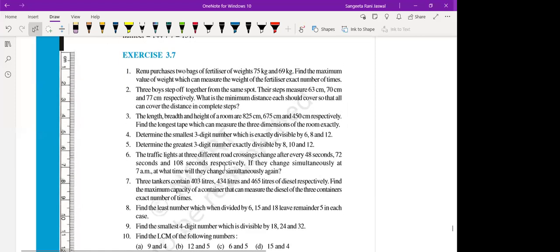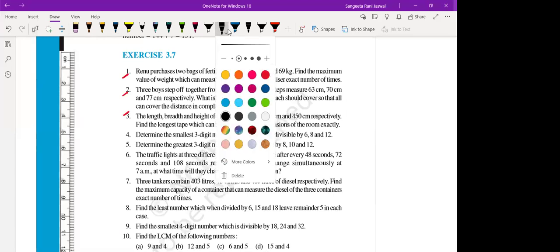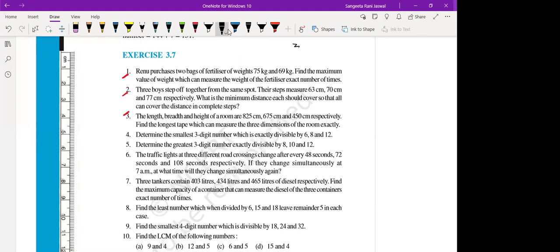Okay, now coming to exercise 3.7. The first 3 questions were given for homework. Okay, Renu purchases 2 bags of fertilizers of weight 75 kg and 69 kg. Find the maximum value of weight which can measure the weight of the fertilizer an exact number of times. Exact means no remainder. Are you understanding?